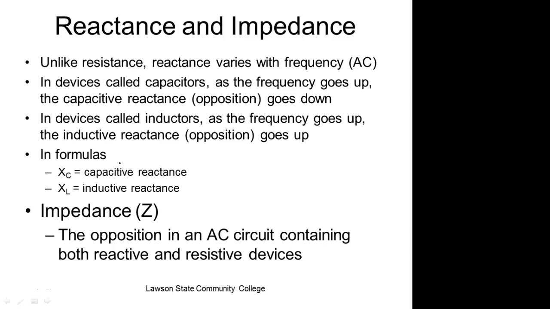Now, what we do is in an AC circuit that's got both resistive and reactive devices in there, we call the opposition in an AC circuit impedance. So what you're going to find out, people that deal with communication cables, they'll talk about impedance all the time, even though it don't have any DC resistance at all. So if you hear impedance, you know they're talking about AC.